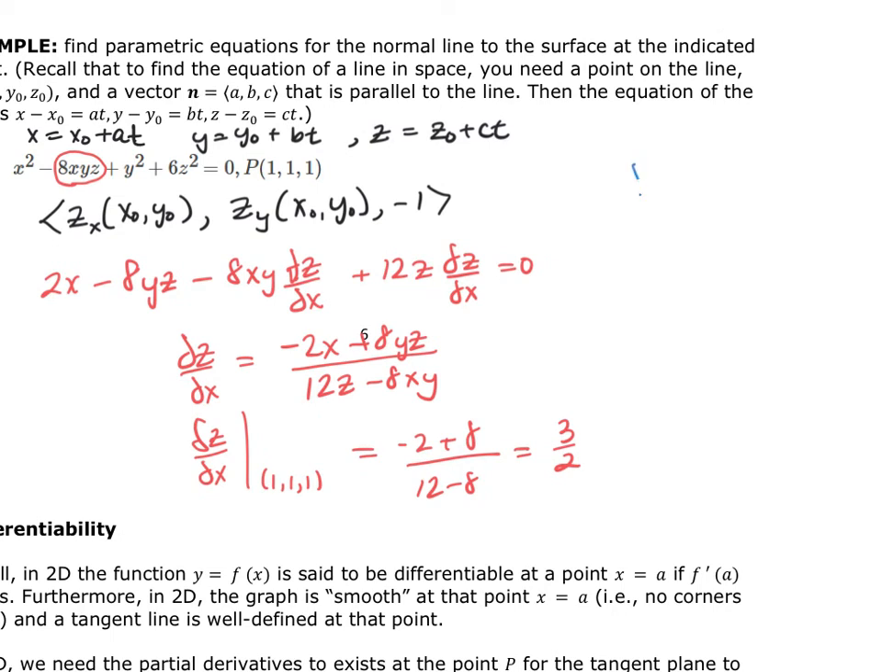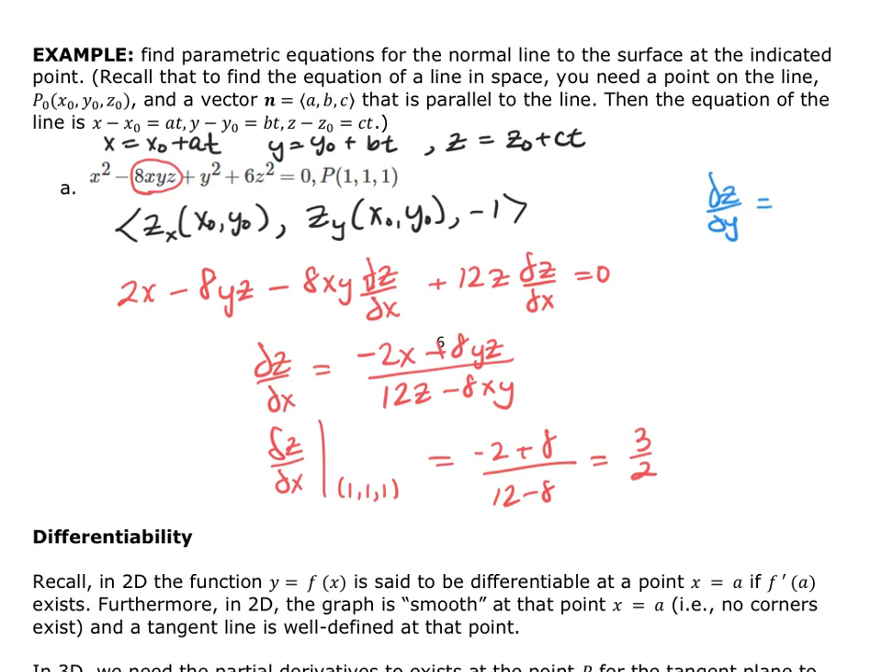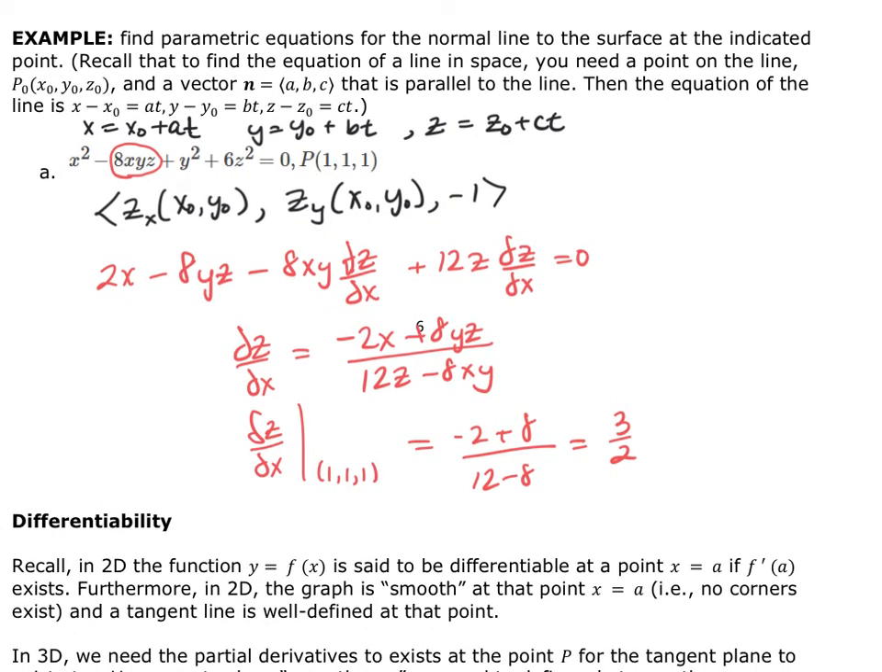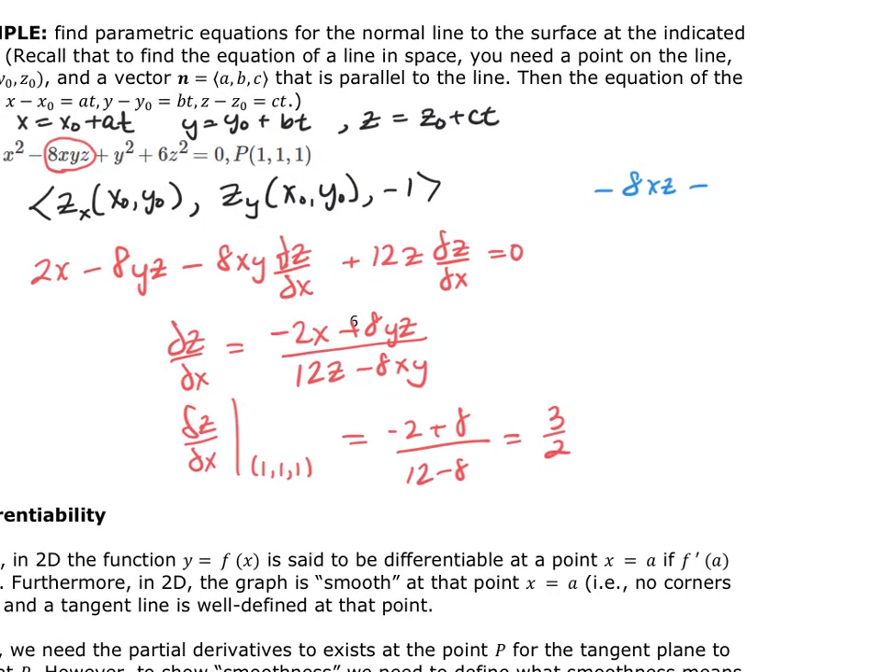Now I'm going to do my derivative implicitly, derivative of z with respect to y. Now anywhere I see x, I'm going to treat it as a constant. So I'm going to do the derivative of this with respect to y. And so I have negative 8xz. That's the derivative of y is 1. And then minus 8xy dz/dy.